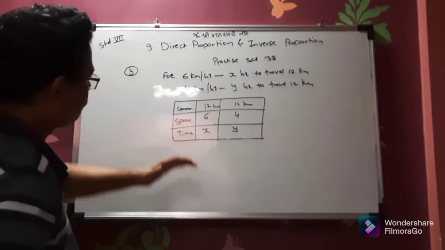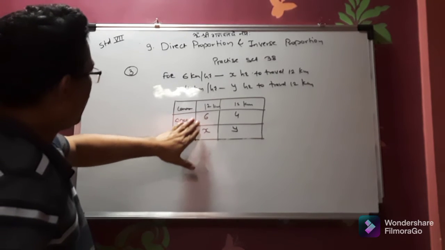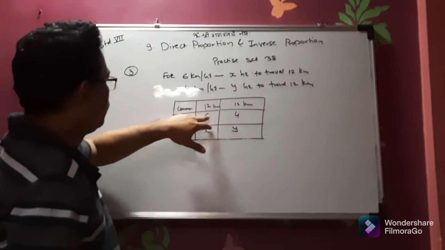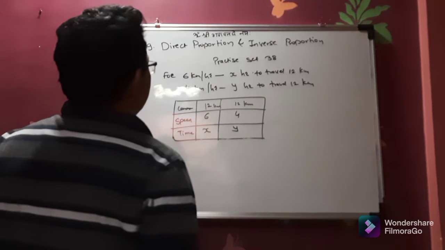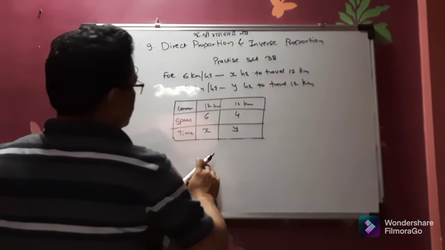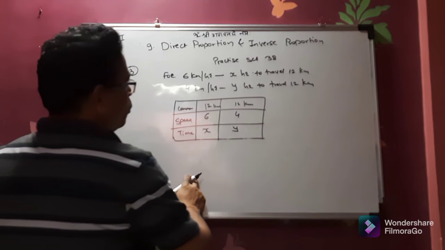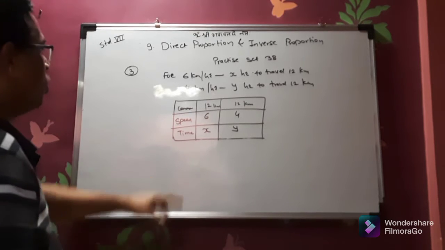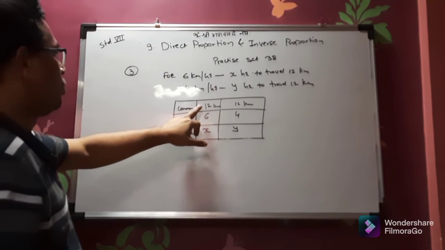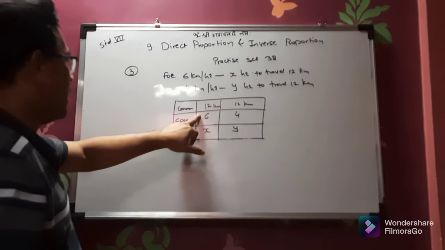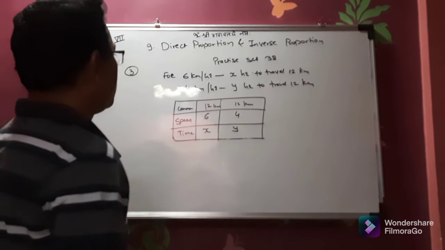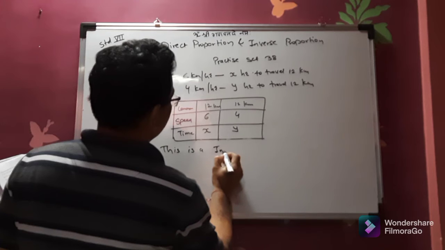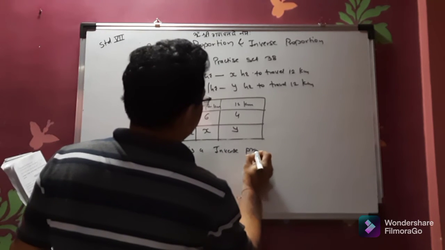So if you see, when she speeds at 6 km per hour to go up to 12 km distance, the distance from Mary to her aunt's house is 12 km. Definitely if the speed is more, 6 km per hour, and she has to travel 12 km, she will take less time as compared to 4 km per hour. So this is an inverse proportion.